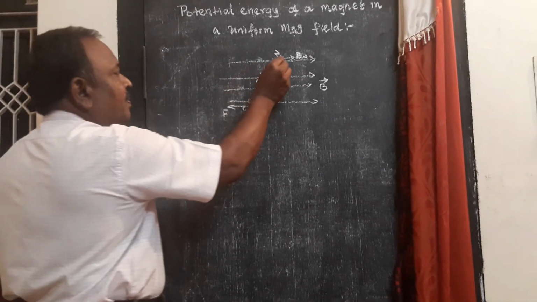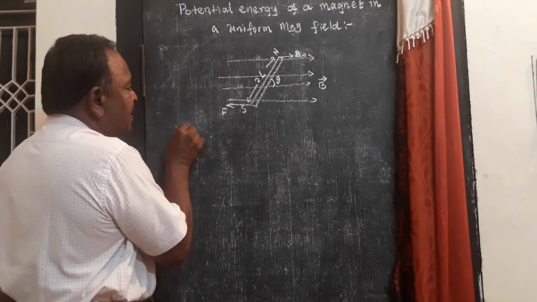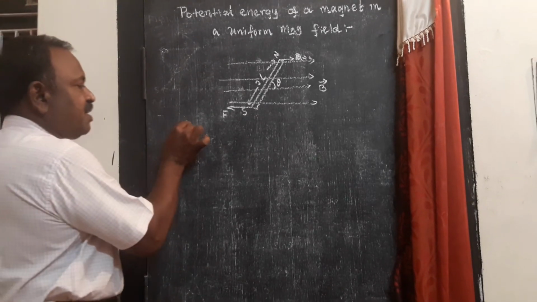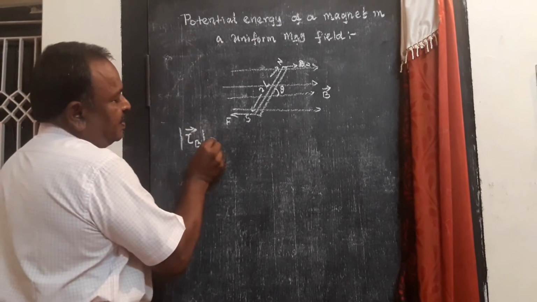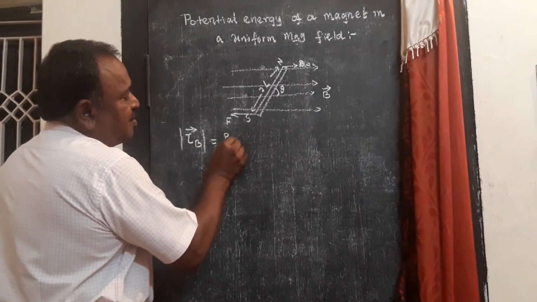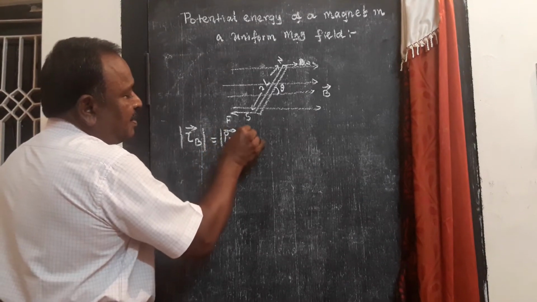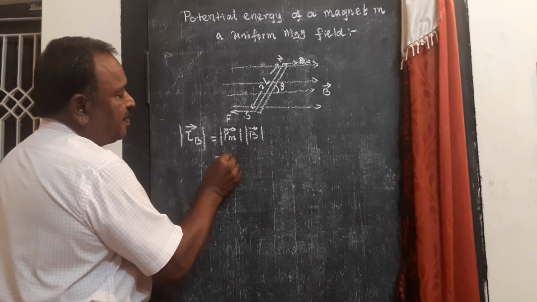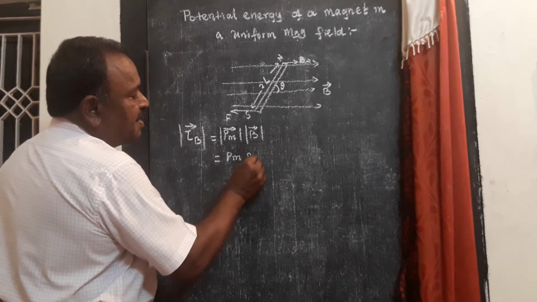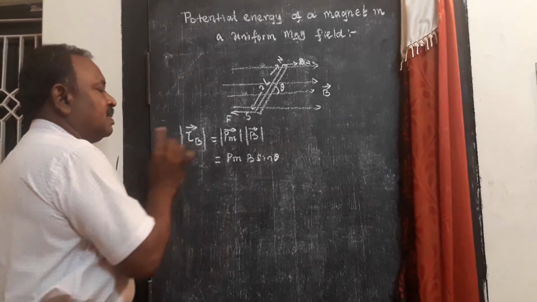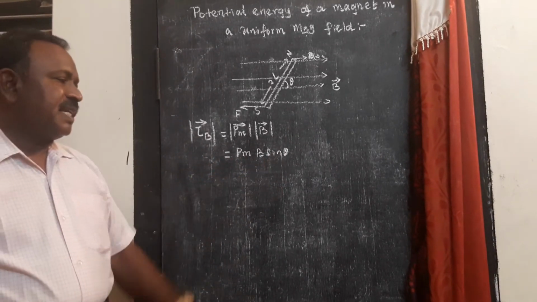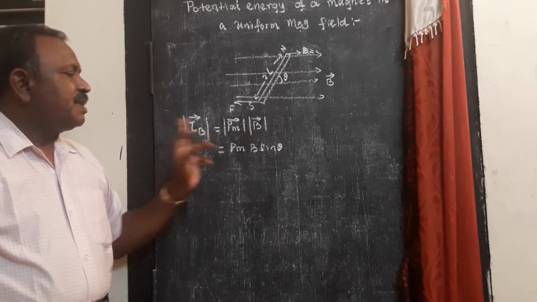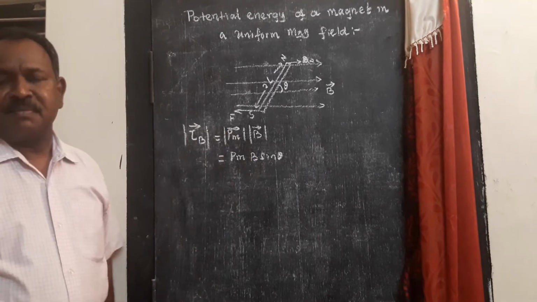So now this magnet experiences a torque due to the magnetic field, tau. The magnitude of the torque is given by the magnitude of Pm cross B, that is equal to Pm B sin theta. Last class we have already derived this expression. So the torque experienced by a magnet when it is kept in the magnetic field is Pm B sin theta.